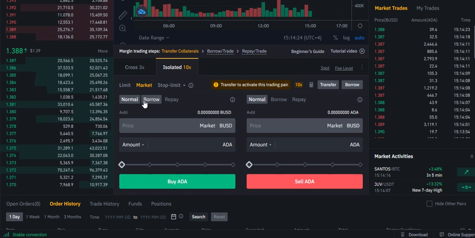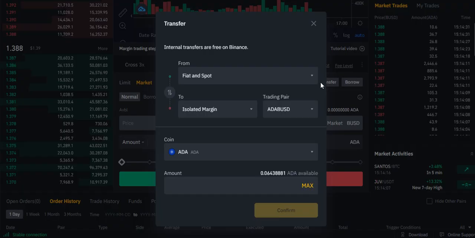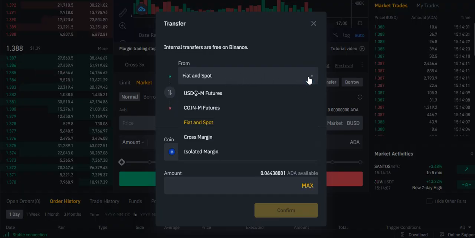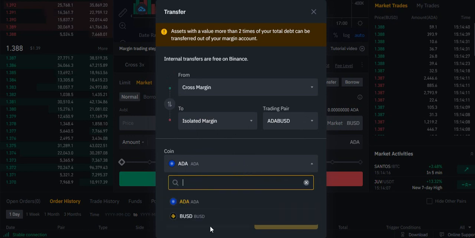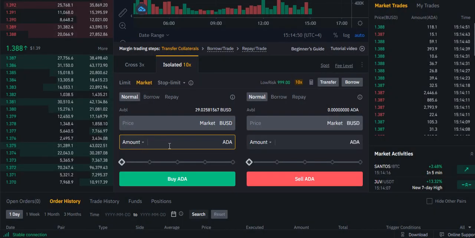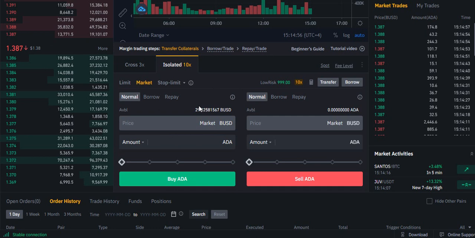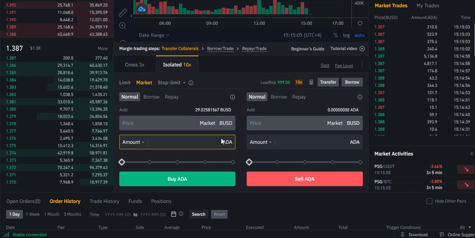Here I'm going to do it, but I don't have money, so I have to transfer money from cross margin to isolated margin. Here it's Cardano, so I have to use BUSD, right? So BUSD, max, confirm. Here I just transfer BUSD versus ADA. I transfer money individually for each and every pair, like right now BUSD and Cardano.